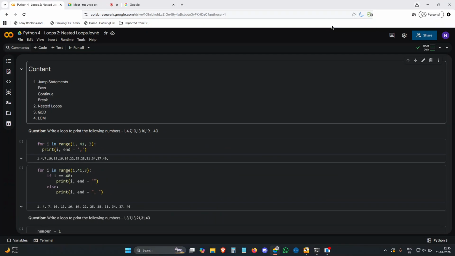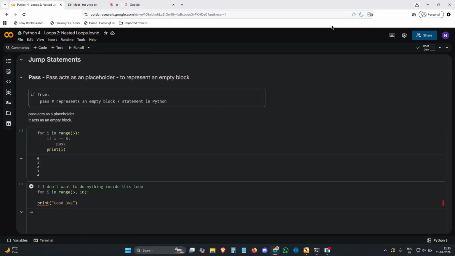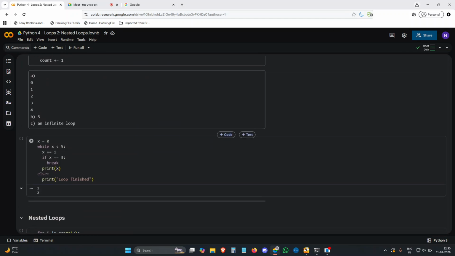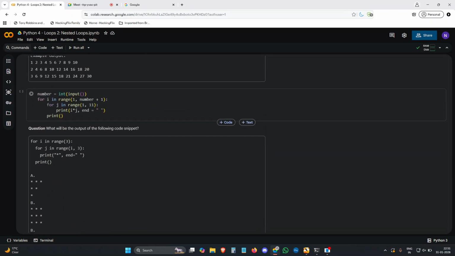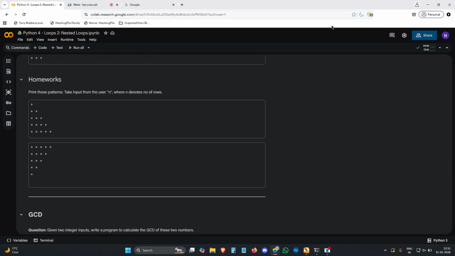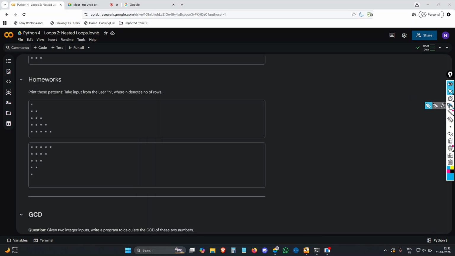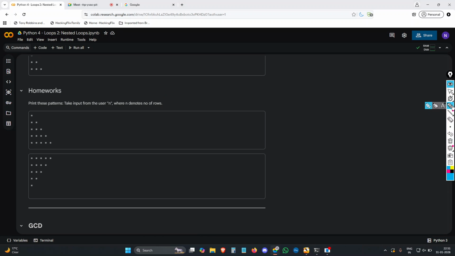So what we did in our nested loop session was, after completing all the concepts, around the end I gave one question as homework, which was an inverted star pattern. So the question was something like this that I wanted to.